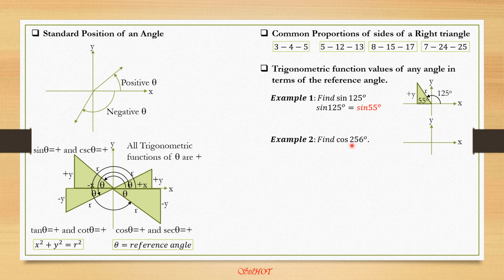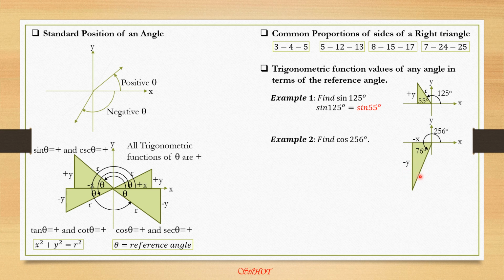256 degrees is in the third quadrant because it is less than 270. So that's the triangle. This is 256 degrees. And since it exceeds 180 degrees, this is the reference angle. The reference angle is 256 degrees minus 180 degrees, that's 76 degrees.